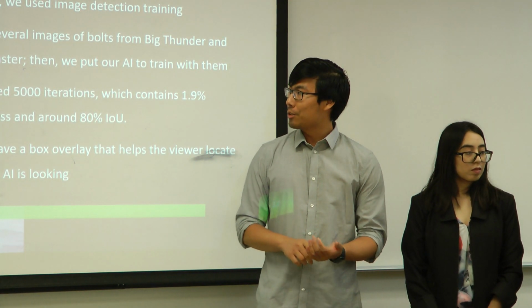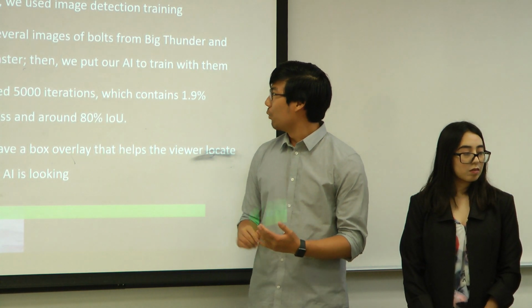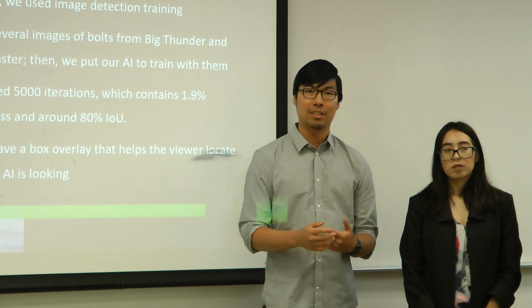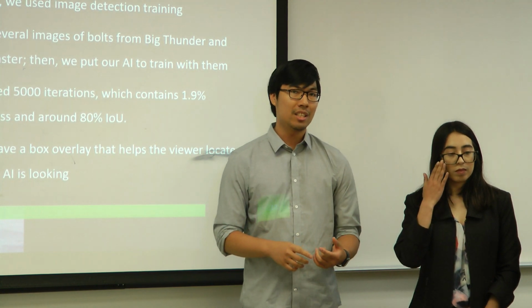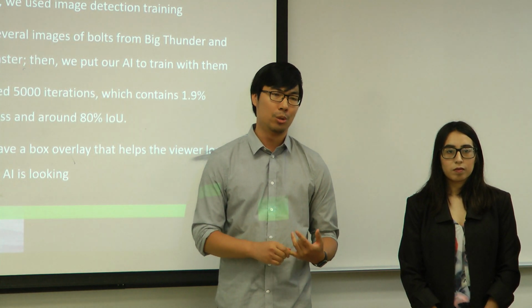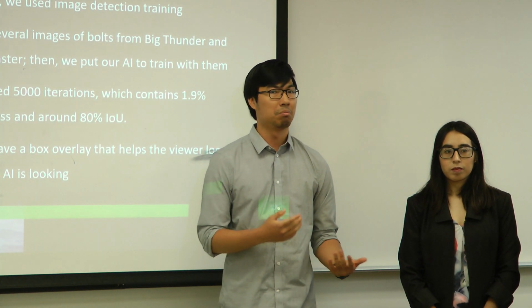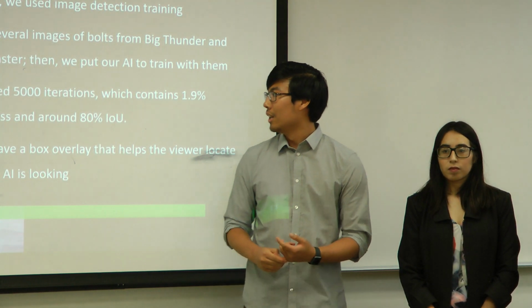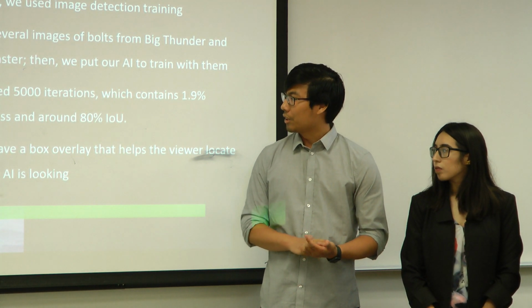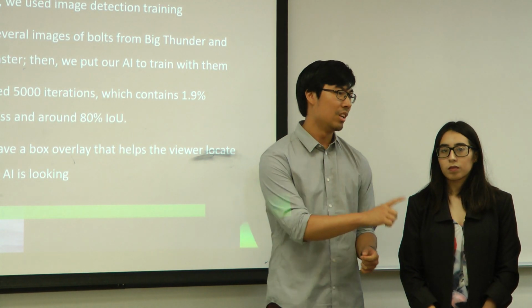And after 5,000 iterations, we reached about a 1.9% average loss, which is about 2% of everything that it detects. 2% of the time it will make a little error, and maybe it will detect a bolt or a stripe somewhere where there isn't a bolt or stripe. And IOU stands for intersection over union, which is next.